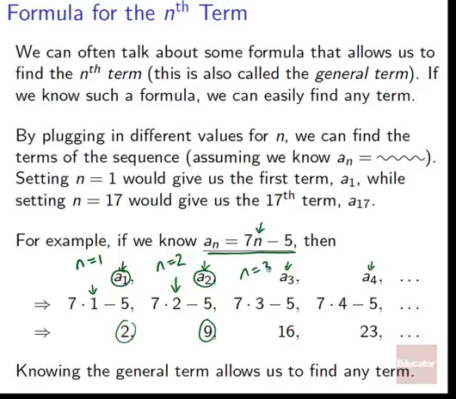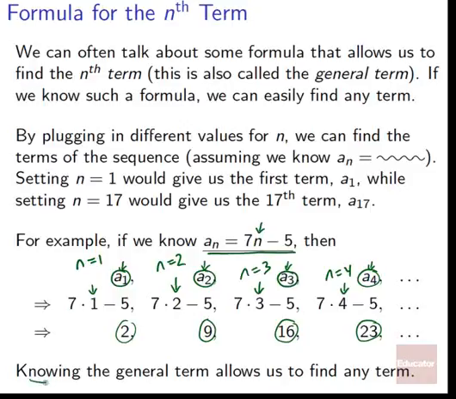A3, we've got n equals 3, so we swap out, we've got 7 times 3 minus 5, 21 minus 5, 16. So our third entry, A3, is equal to 16. At A4, we have n equals 4, 7 times 4 minus 5, 7 times 4, 28, 28 minus 5, and so we've got 23 for our fourth term as well.